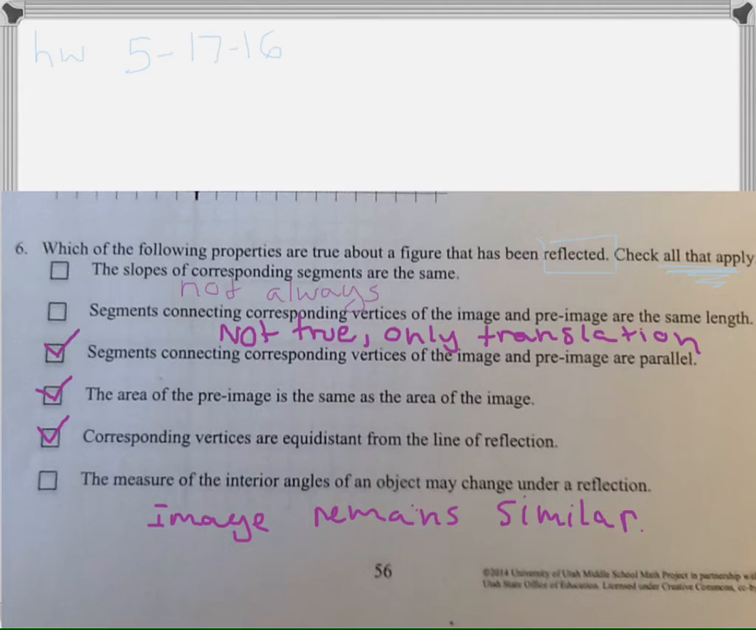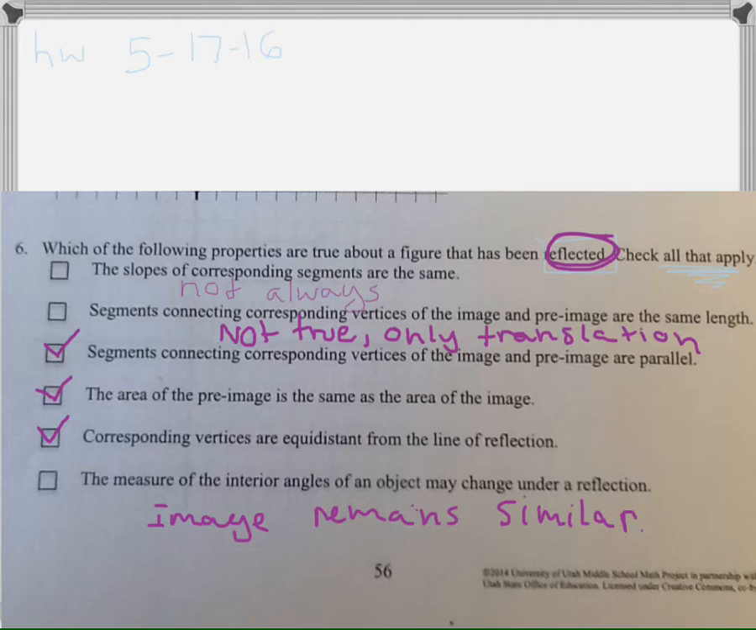The final question asks, which of the following properties are true about a figure that has been reflected? Once again, remember that it's talking about reflections, and to select all that apply. So the first one is the slopes of corresponding segments are the same. That is not always true. In fact, that is hardly true because corresponding segments would be reflected, so they would be reversed. So if a slope had been positive, it would then become negative if it was reversed.